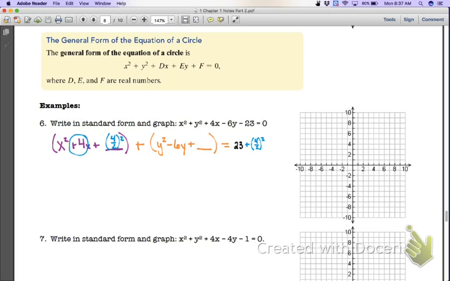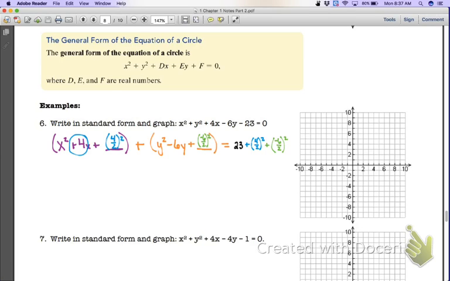Do the same thing with the y value. I'm going to take negative 6, divide by 2, and square it. I'm going to do the same thing to the right side and go negative 6 divided by 2 and square it. These numbers should always be positive. Why are they always positive? Because they're going to get squared.